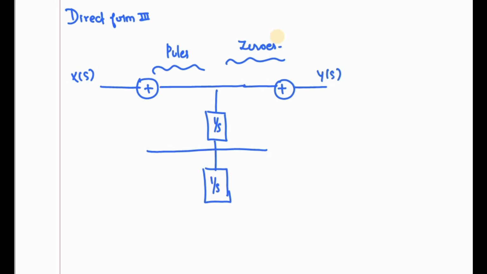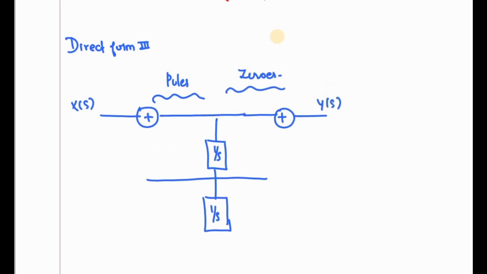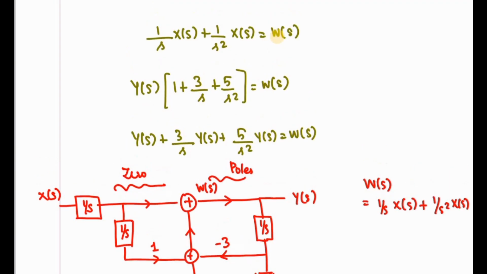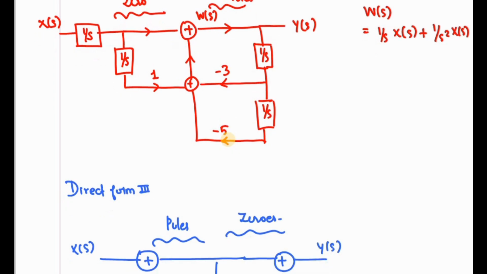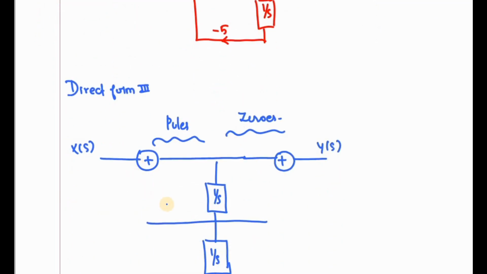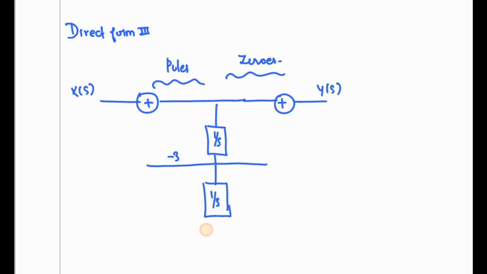Since I have poles and zeros, I have to interchange this equation, right? So it is minus 3 and minus 5. So you just connect minus 3 and minus 5 here. So for this one, you have to add this.